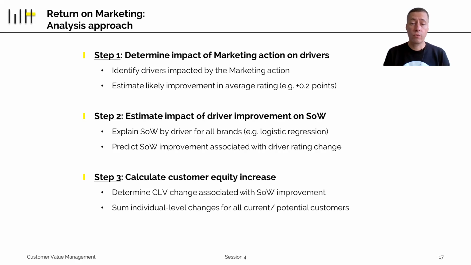We then run a regression. Well, we run a specific form of regression, which is called a logistic regression. Again, if you don't know what this is, check it out on YouTube or on Wikipedia, because the regression will tell us how the drivers relate to share of wallet. And we can then use the regression to assess how a 0.2 improvement in one specific driver impacts share of wallet at the end. So for each individual customer in our sample, we can calculate how the new share of wallet is likely to be if seats shift that specific driver by 0.2 upwards.